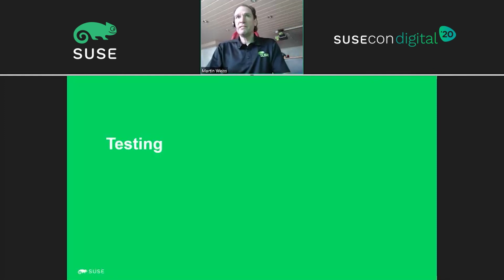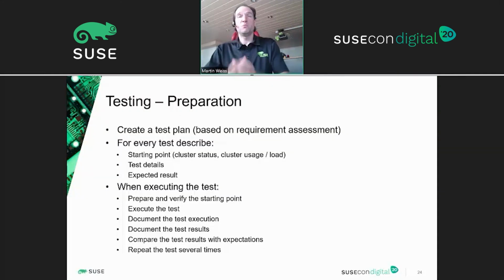Okay, last but not least, after we have deployed everything, the most important chapter is the cluster testing, because there is a general rule: only what you've tested is going to work. Only if you tested your cluster successfully is it really going to work successfully. And if you did not find any issues during testing, your testing was not good enough. So for testing, we highly recommend to create a written test plan before you do any testing.